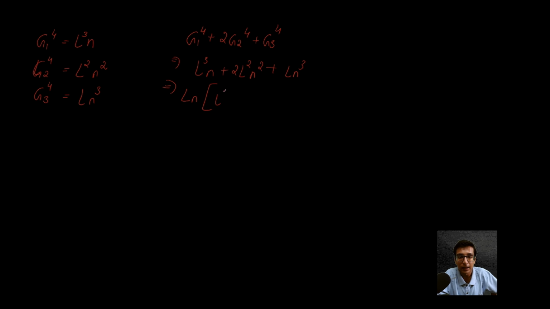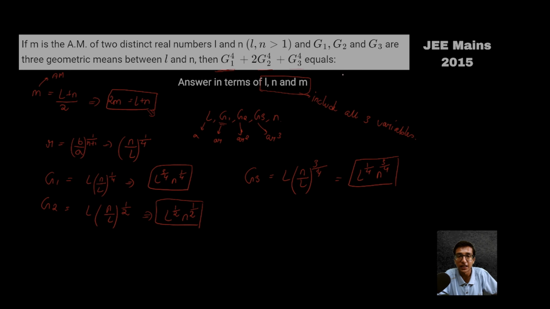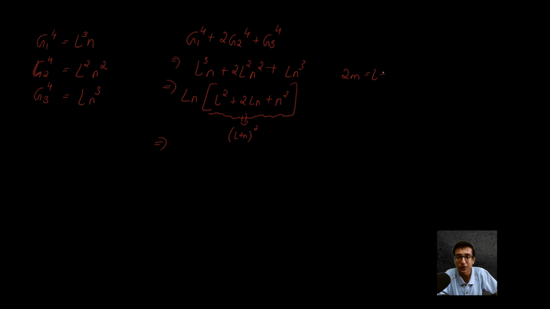So we would get L square plus 2LN plus N square. Now if you look closely at this equation, L square plus 2LN plus N square can be written as (L plus N) whole square. And from the arithmetic mean relation that was given in the question, we can say that 2M is equal to L plus N. So we have successfully been able to bring L plus N into our answer so that we can replace it with 2M. So our answer would become LN (2M) whole square, and this would be equal to 4M square LN. So this is our answer.